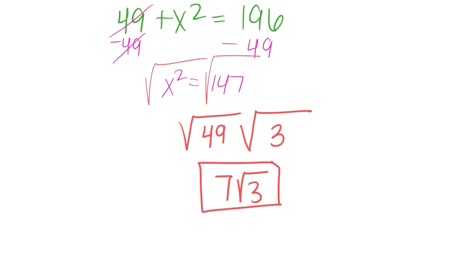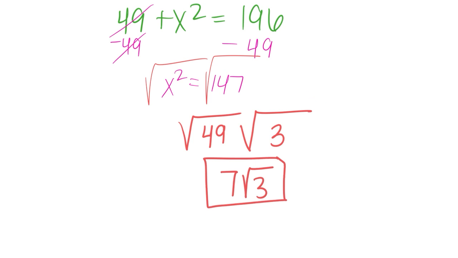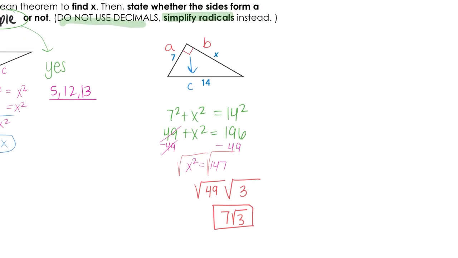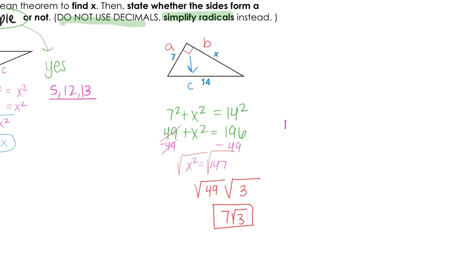So that is the value of x. Now, the other question here was whether or not it makes a Pythagorean triple. And the answer to that would be no, it's not a triple because we ended up with a number that's not a whole number. So we ended up with this, square root of 147. That equals 7 root 3. That's not a whole number. That would be a decimal. So that would not be a Pythagorean triple.